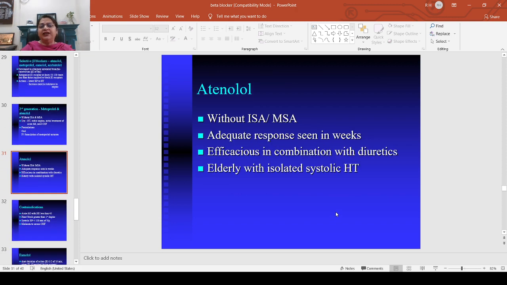Atenolol, it doesn't have ISA or membrane stabilizing activity. Adequate response is seen in weeks. Thereby, it is preferable for maintenance therapies. Efficacious in combination with diuretics, atenolol can be used in elderly with isolated systolic hypertension.